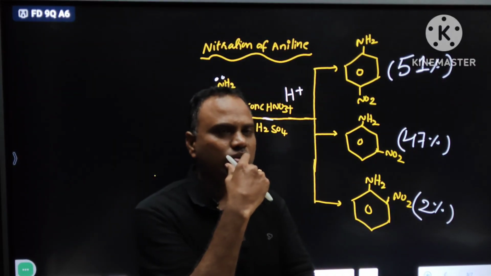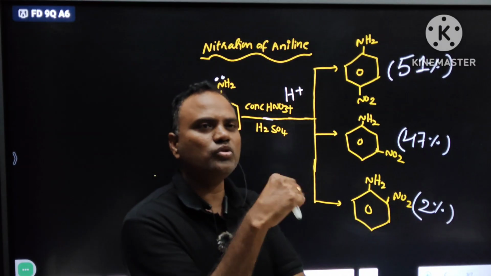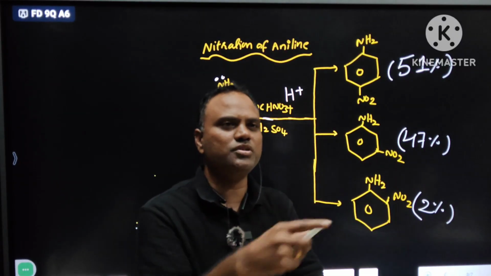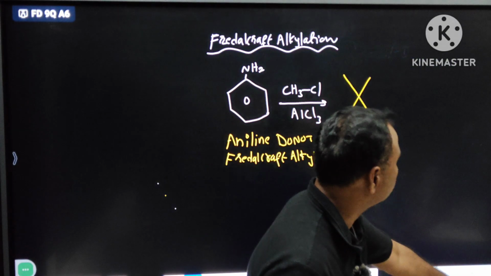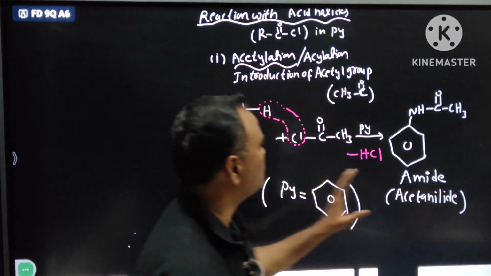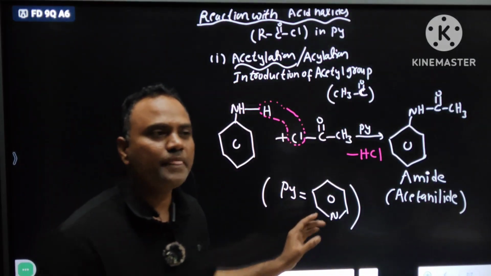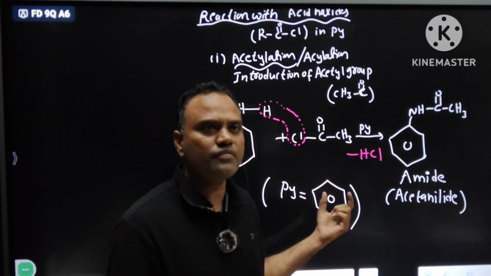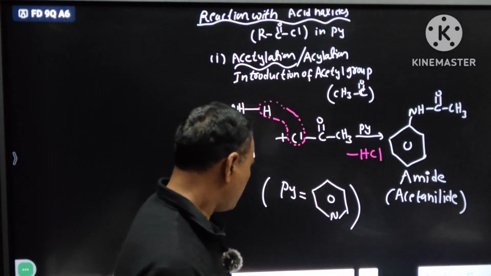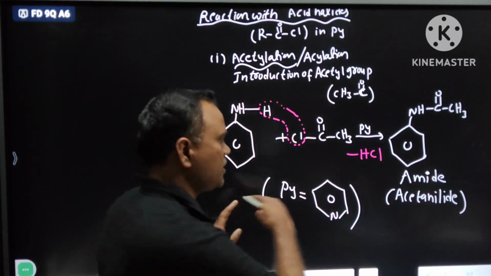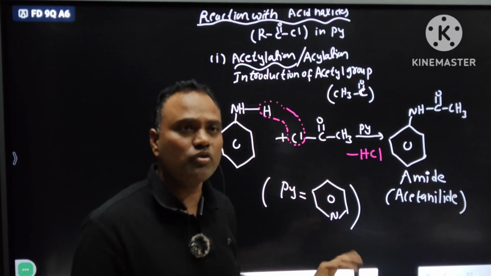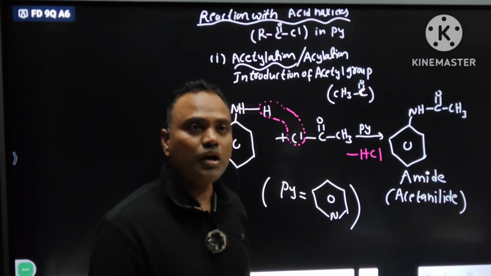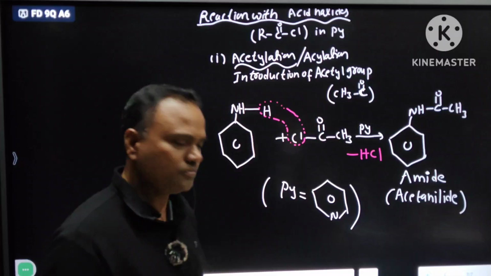Clear? How to keep this lone pair busy? By using this reaction. Very important reaction. First we have to do acetylation of aniline. Actually the reaction is over: reaction with acetyl chloride, acetylation is over. But I'll tell you the application of acetylation of aniline.